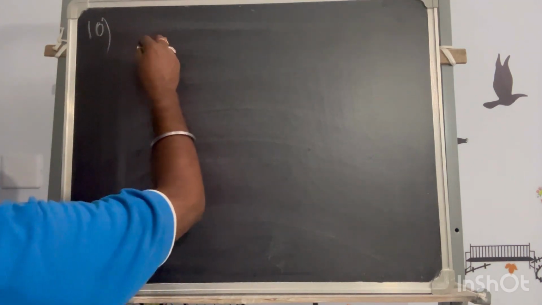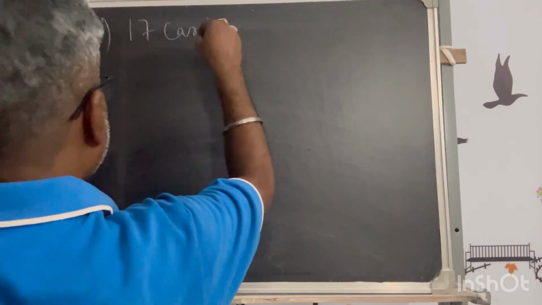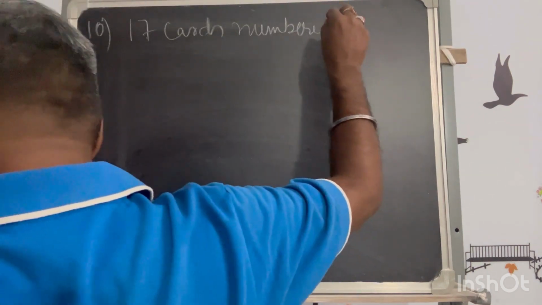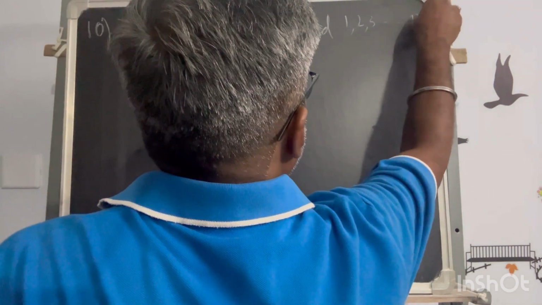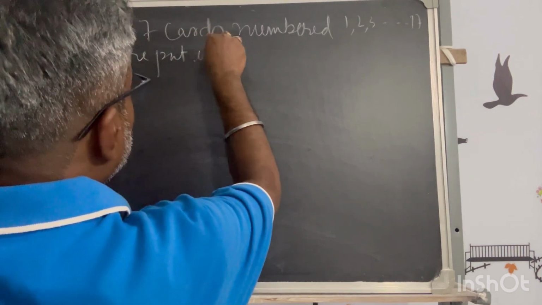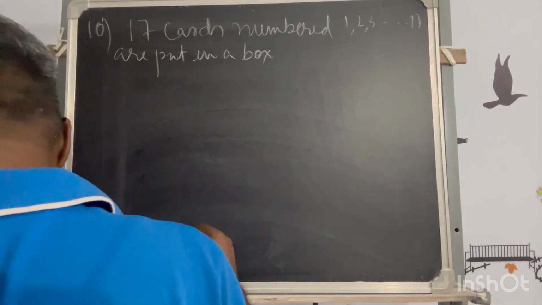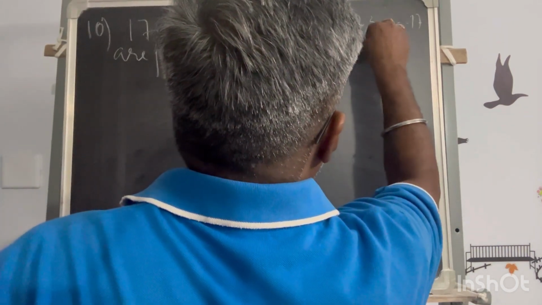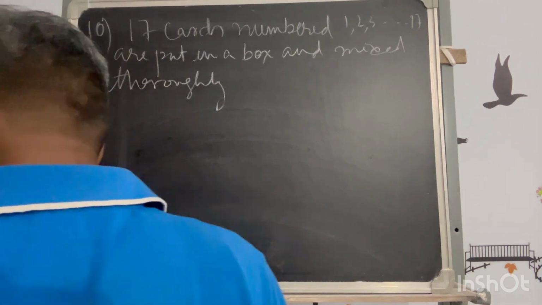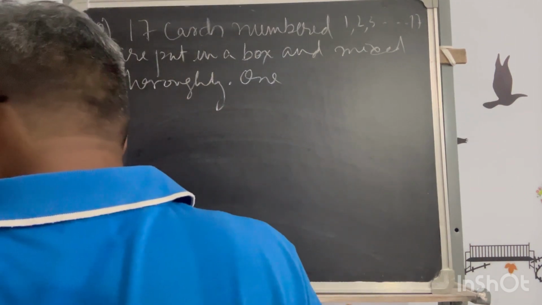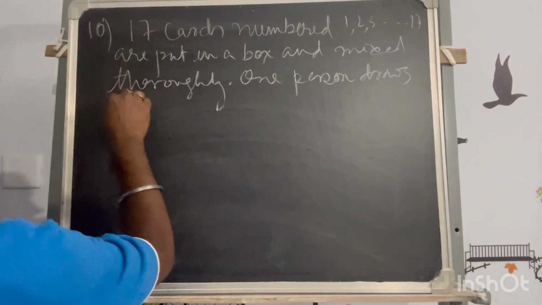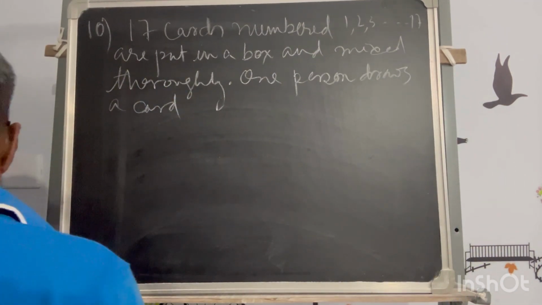Okay, so there are 17 cards numbered 1, 2, 3, dot dot dot, all the way to 17 continuously, put in a box and mixed thoroughly. One person draws a card from the box.